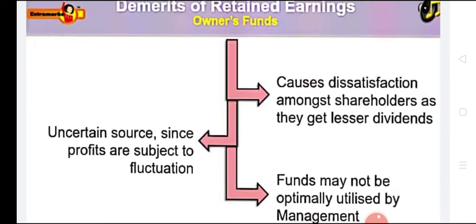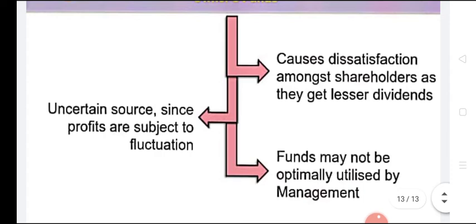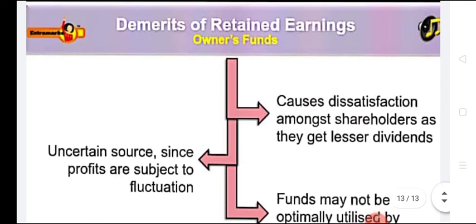This is an uncertain source since profits are subject to fluctuations. Profits may be more, may be less. The company may sometimes earn abnormal profits, other times it may be suffering from losses. So this is an uncertain source because profits may not be fixed every year. These funds may not be optimally utilized by the management as they are the previous savings.